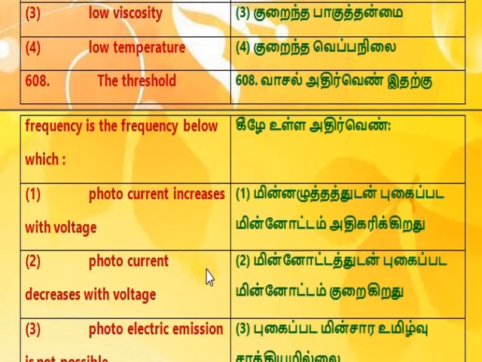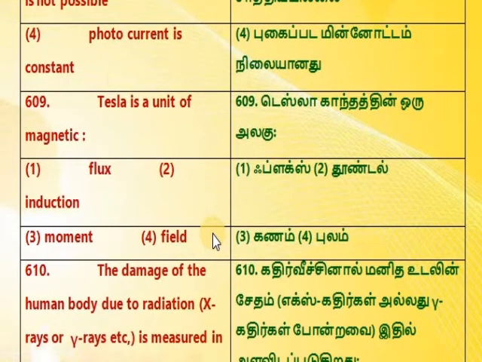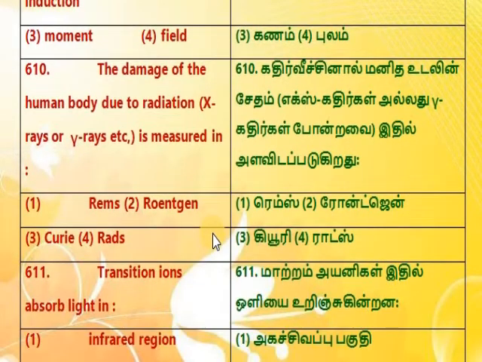608. The threshold frequency is the frequency below which: 1. Photocurrent increases with voltage, 2. Photocurrent decreases with voltage, 3. Photoelectric emission is not possible, 4. Photocurrent is constant. 609. Tesla is a unit of magnetic: 1. Flux, 2. Induction, 3. Moment, 4. Field. 610. The damage of the human body due to radiation, X-rays or gamma rays etc., is measured in: 1. Rems, 2. Röntgen, 3. Curie, 4.